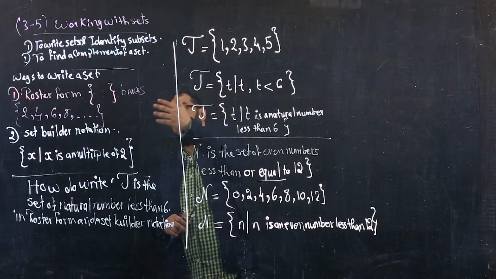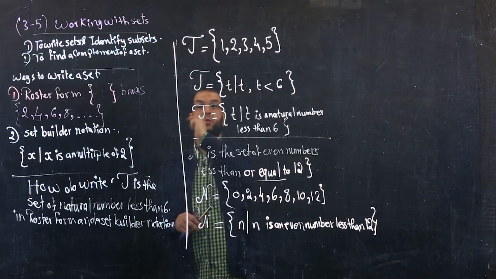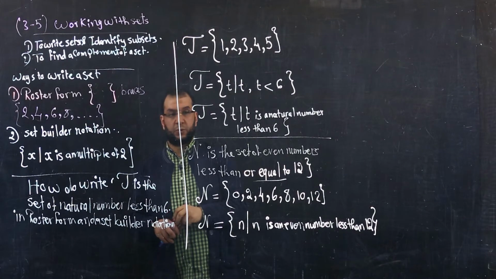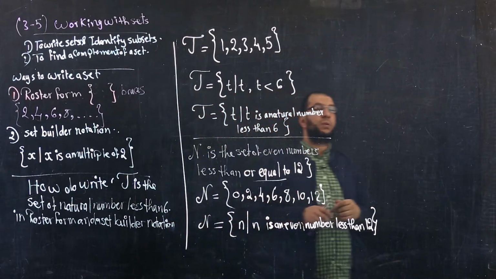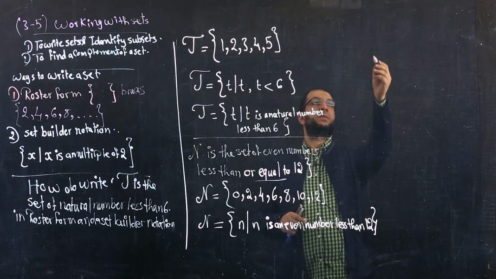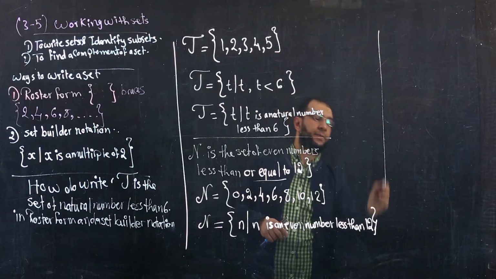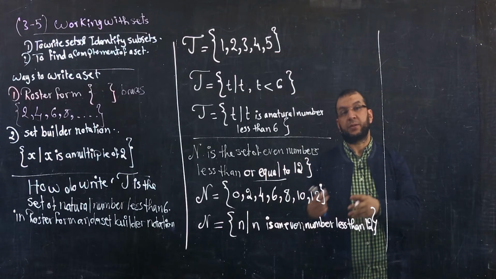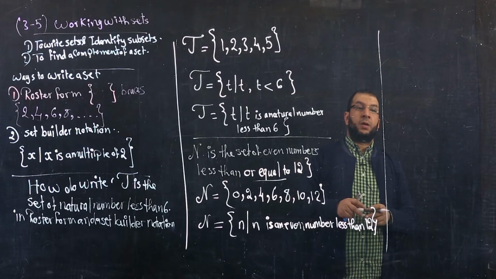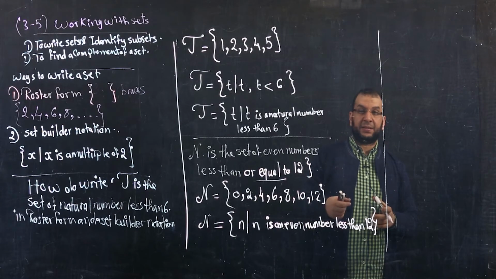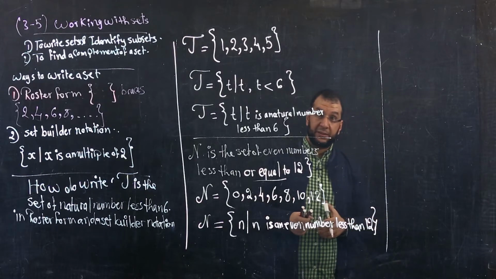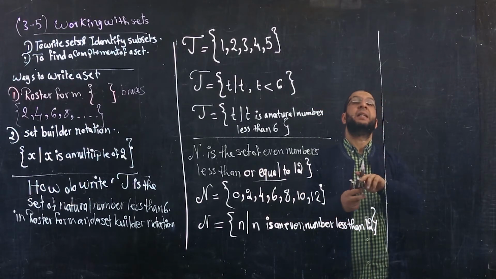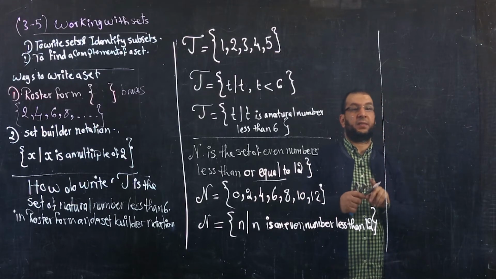So we know now what a set is and the ways to write it, the roster form and the set builder notation. Now we know what a subset is. We can say that a set is a subset of another set if all the elements in this set exist in the other set.